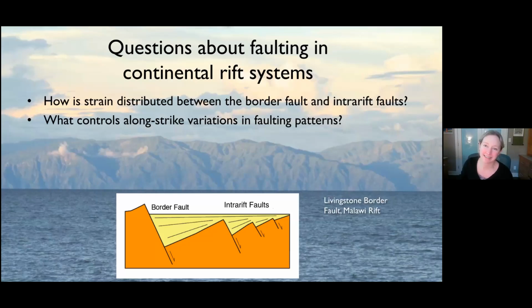So some of the questions that I hope to tackle today are basic ones and are not new, but those are, how is strain distributed between the border fault and intra-rift faults? I have a little cartoon here of the bottom of a half graben basin, with the border fault and these intra-rift faults happening within the hanging wall. And then the second question I hope to tackle is what controls along strike variations in these faulting patterns.